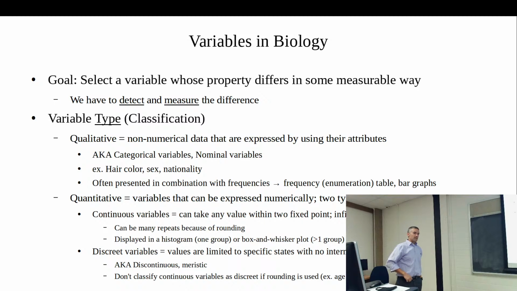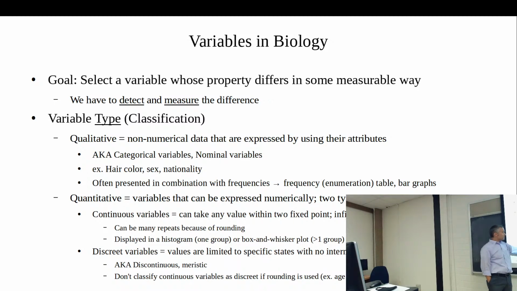So like, how many kids they have? You can't have half a kid, right? You can't have half a kid or 3/4 of a kid. Some people might think they have half a kid. They don't. It's a whole kid. So yeah, discrete variables are limited to specific states. No intermediates are possible.